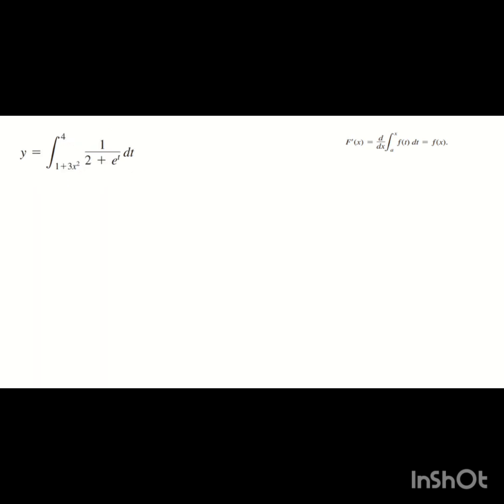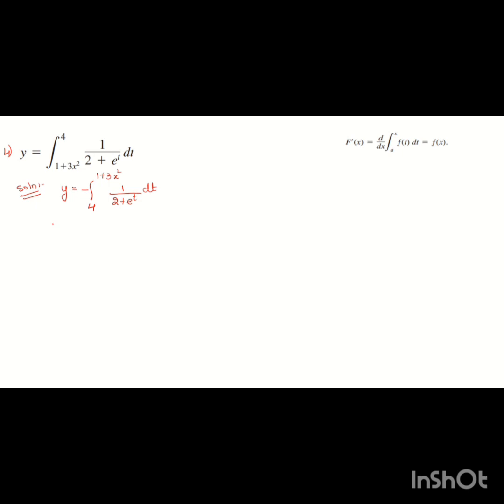Look into another problem. Question 4. Here you have y equals the integral from 1 plus 3x square to 4 of 1 over 2 plus e power t dt. If you observe the integral, you should have the constant at the bottom and the variable at the top. So we'll rewrite this. y will equal minus, since we are going to change the places, the integral from 4 to 1 plus 3x square of 1 over 2 plus e power t dt.